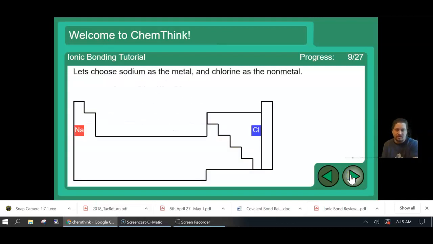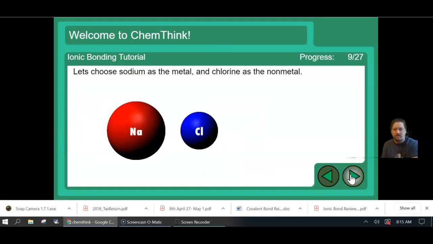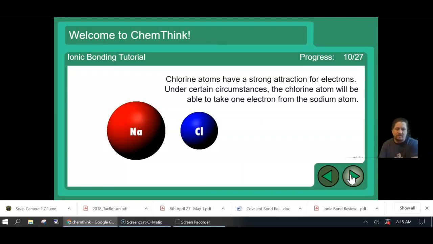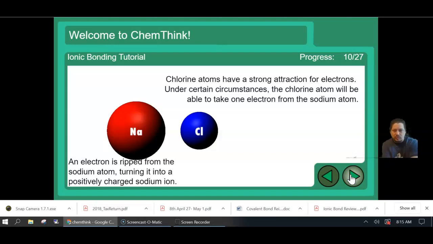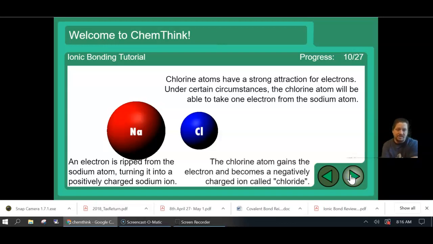So we're going to look at this process and how it works. Let's choose sodium as the metal, chlorine as a non-metal, salt, sodium chloride. Chlorine atoms have a strong attraction for electrons. Under certain circumstances, a chlorine atom will be able to take one electron from the sodium atom. An electron is ripped from the sodium atom, turning it into a positively charged sodium ion. So when sodium loses an electron, it is a positively charged sodium ion. Chlorine gains the electron and becomes negatively charged. This ion is called chloride. Remember, we drop the ending of chlorine and replace it with -ide, chloride.